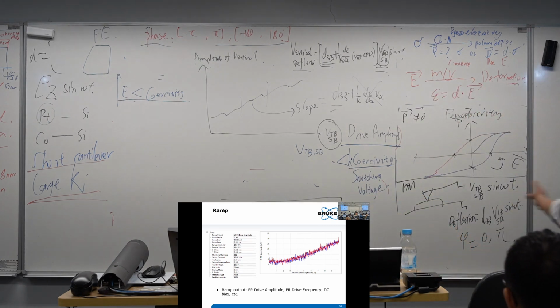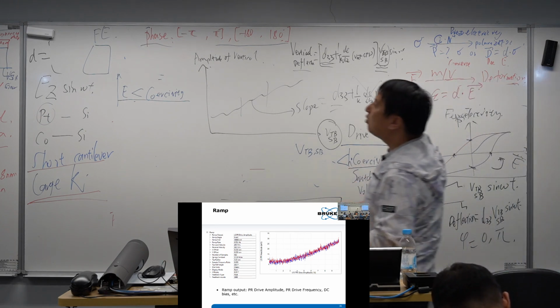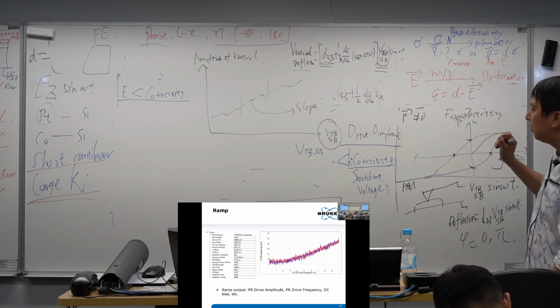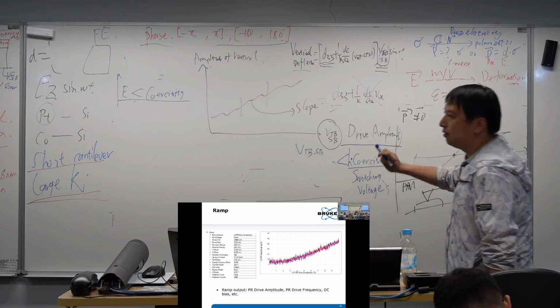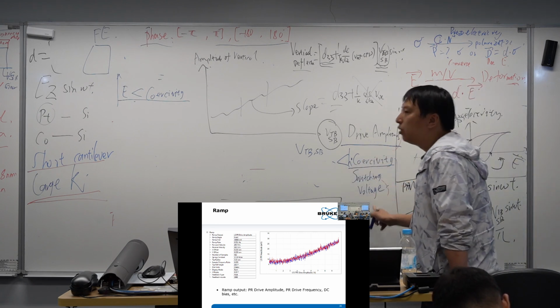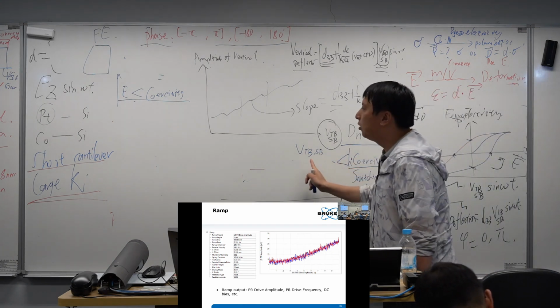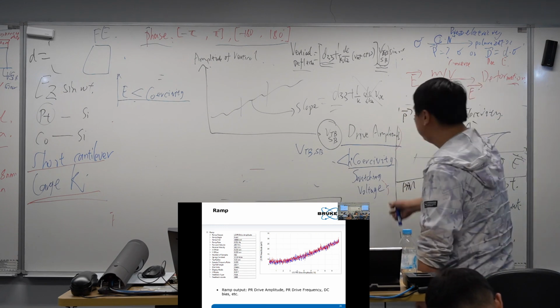So if your sample is thick, it's okay. Go ahead, just increase the drive amplitude. But if your sample is quite thin, then the coercivity is fixed, the thickness is small, and the switching voltage will be small. So if your sample is quite thin, be careful about your drive amplitude. It may exceed the switching voltage.